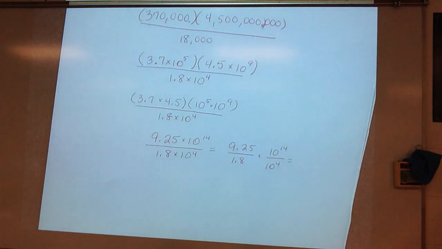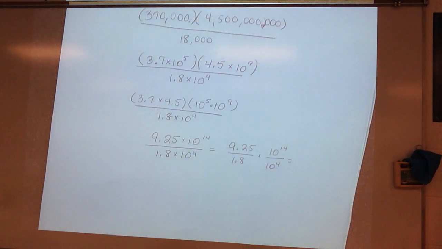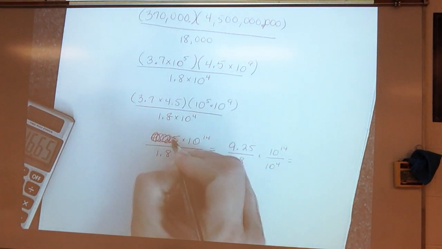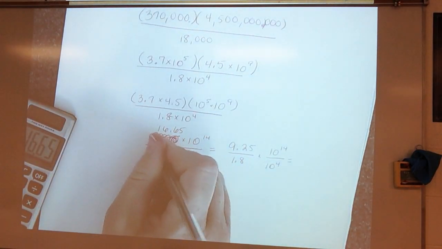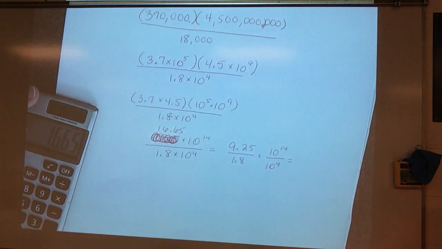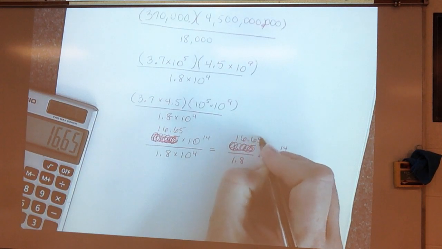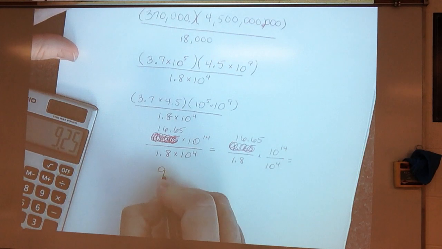And that gives me, wait a minute, I think I messed up here. 3.7 times 4.5. I did. This is 16.65. Sorry guys, I wrote the wrong number. All right, so 16.65. Now I'm going to divide that by 1 and 8 tenths, and that's where I get my 9 and 25 hundredths.